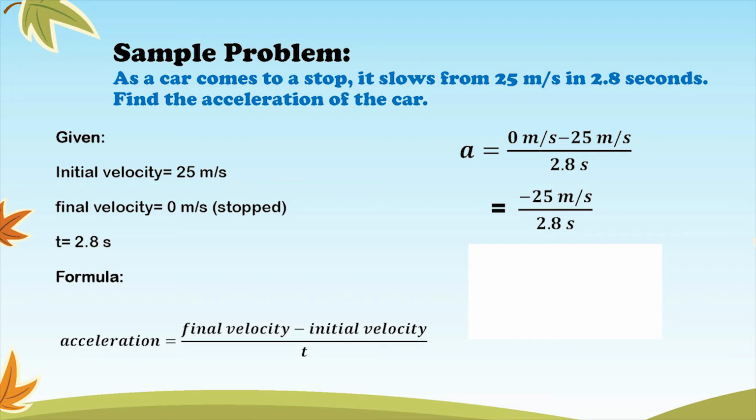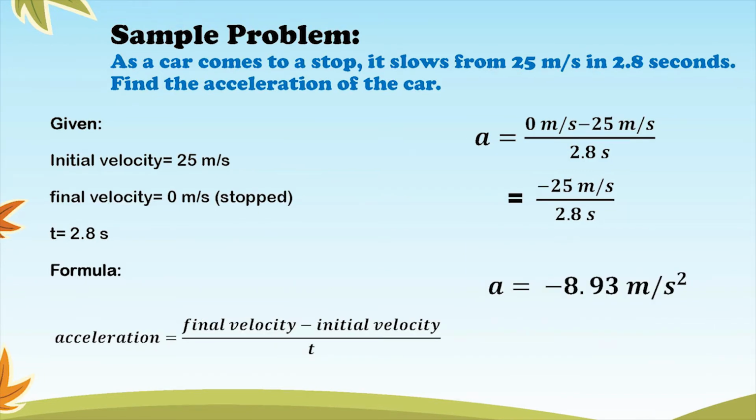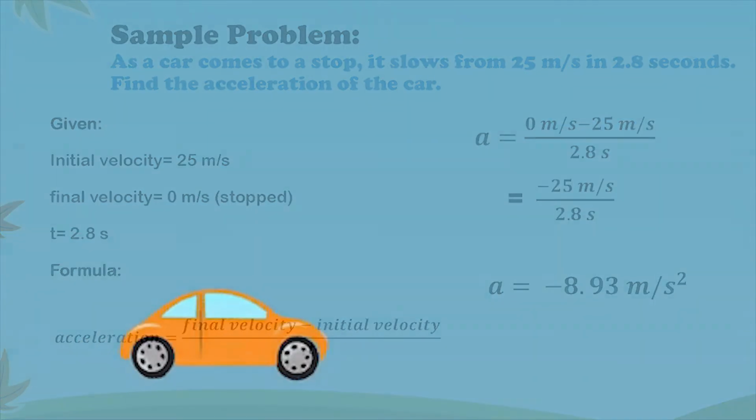a is equal to 0 meter per second minus 25 meter per second over 2.8 seconds. What is 0 minus 25? We have negative 25 meter per second divided by 2.8 seconds. Then we cancel the common units to eliminate seconds and divide. We finally have the acceleration negative 8.93 meter per second squared. Why the negative sign? The negative sign indicates that the car slowed down or decreased its speed, showing a negative acceleration.